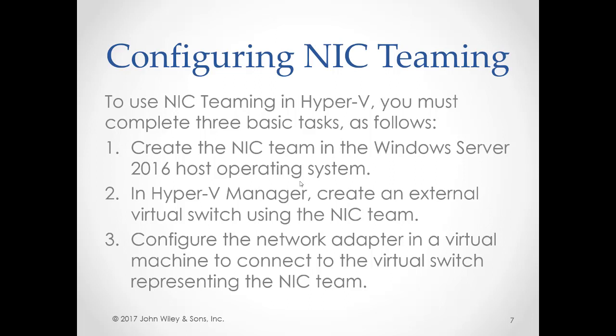That would give the appearance, let's say you have 4 network adapters. You have 4 1 gigabit adapters on your Hyper-V server. You create a NIC team combining all 4 of those into the appearance of one NIC. So they were 1 gigabit network adapters. It now appears as a single 4 gigabit per second network adapter.